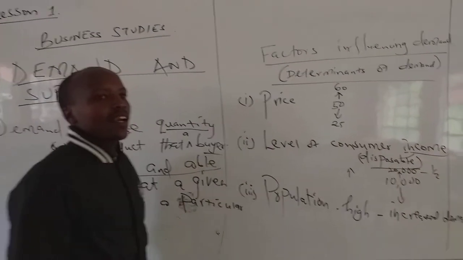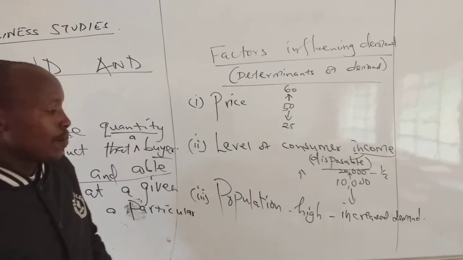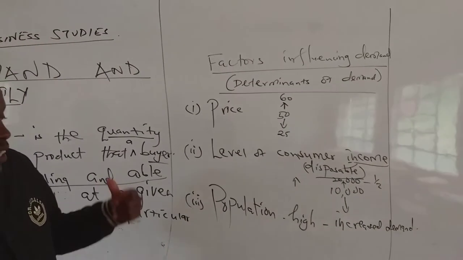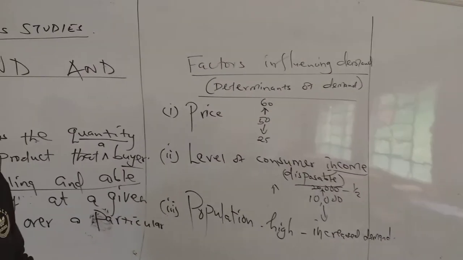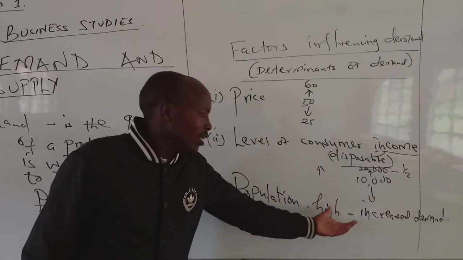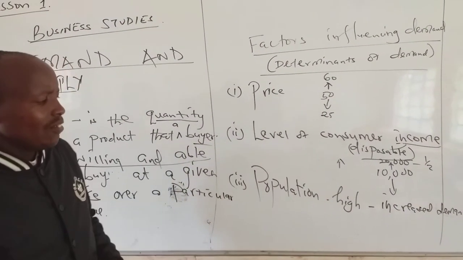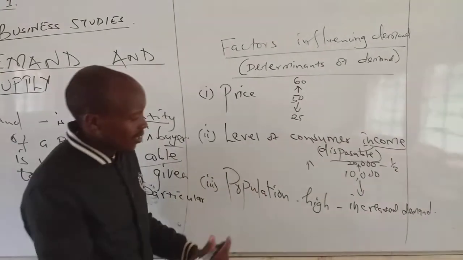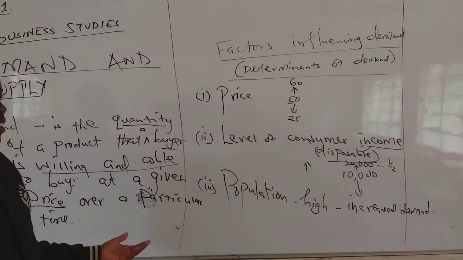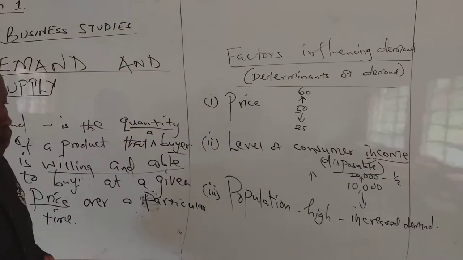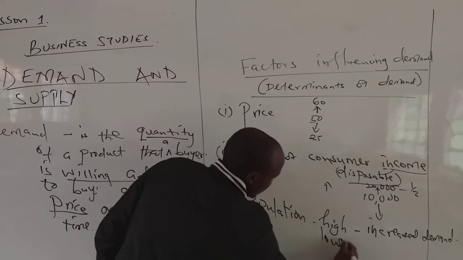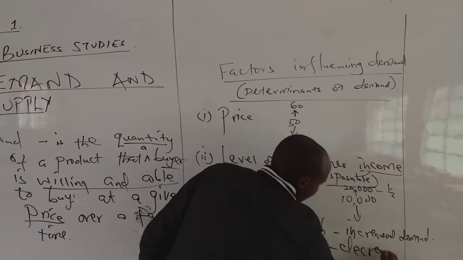For example, currently in Kenya, the population is approximately 50 million people. Then you can try to see what is being demanded now. Assuming we are demanding a common commodity like bread, we could be consuming a given number of breads. If you go back some 20 years, the population was around 30 million. So what we are consuming now is much higher compared to that time.